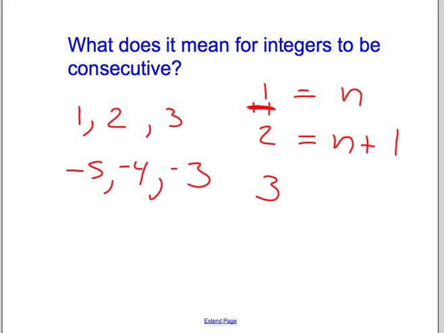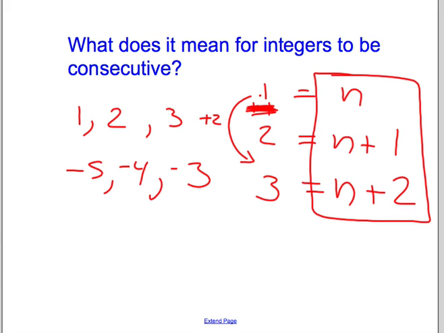What would I have to do to get from 1 to 3 to show my consecutive integers? I've already done the plus 1 here. Plus 2. So the algebraic representation for that would be n plus 2. And then if I wanted the next consecutive integer, it'd be n plus 3, n plus 4, and so on and so forth. This algebraic notation is how we can show 3 consecutive integers for a general situation. Yes?